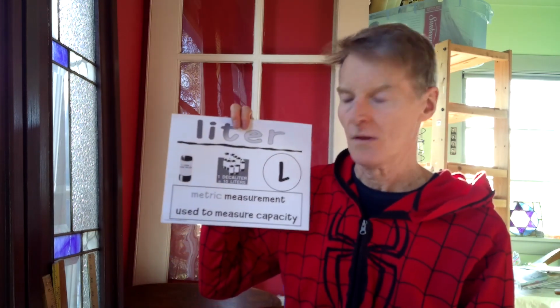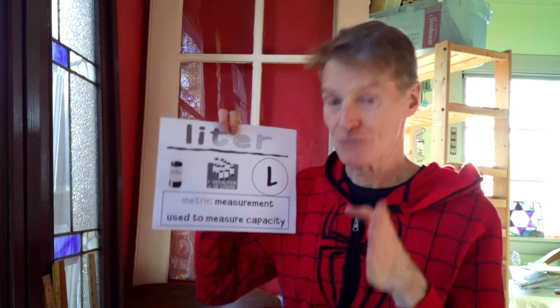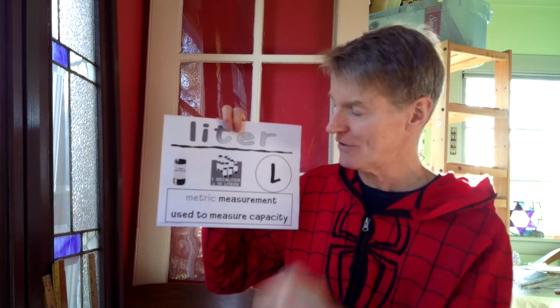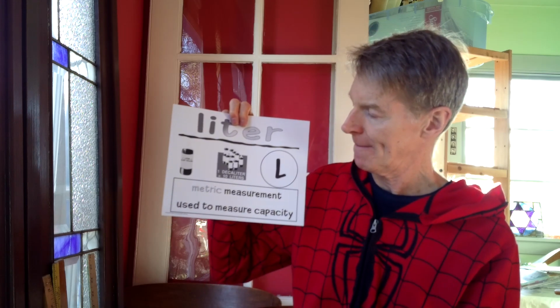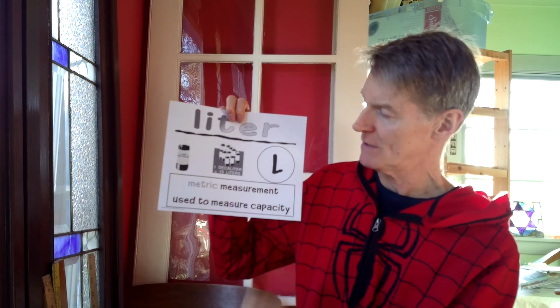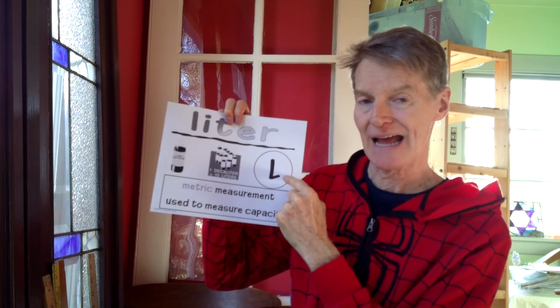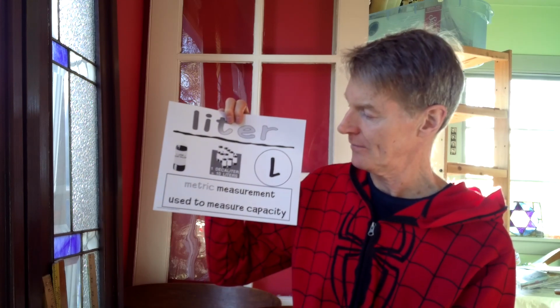That's the U.S. customary measurements. Liter, that's the metric system, remember? And liter is the standard one. Smaller than that are milliliters, deciliters. It's a metric measurement used to measure capacity. The abbreviation is a capital L or a lowercase l.